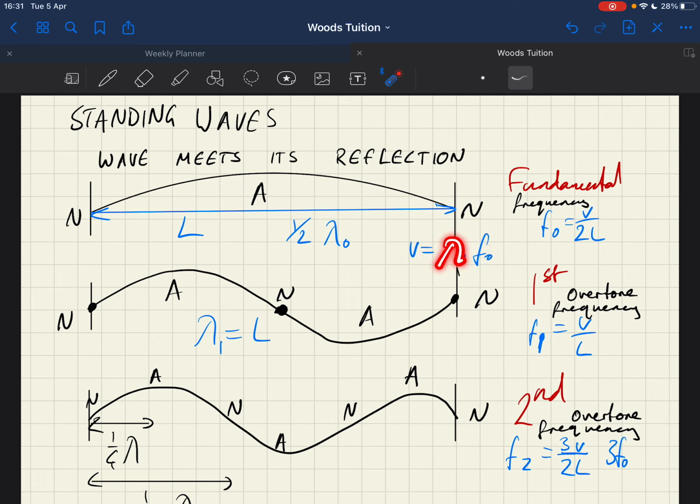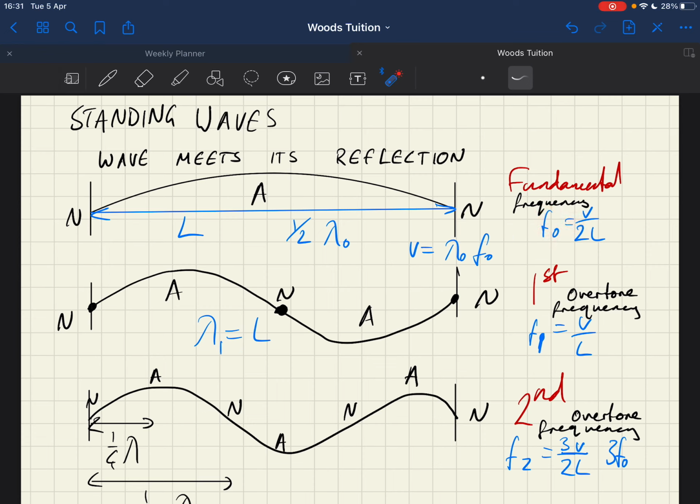And then we know that the wavelength is going to be equal to 2L. So one wavelength is equal to 2 times the length. So velocity is going to be 2L times frequency. Then frequency is going to be velocity divided by 2 times the length.